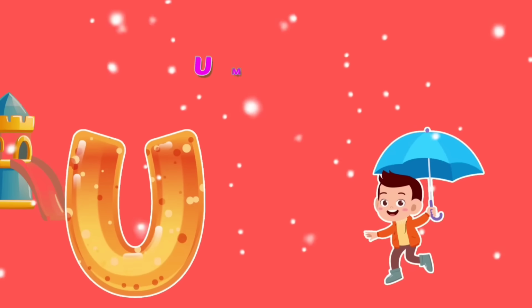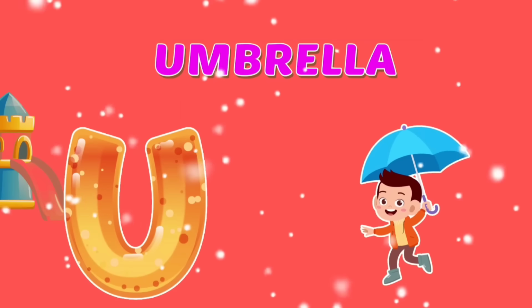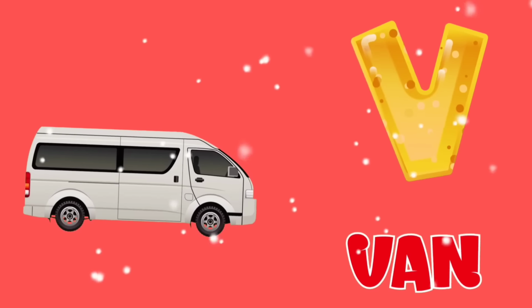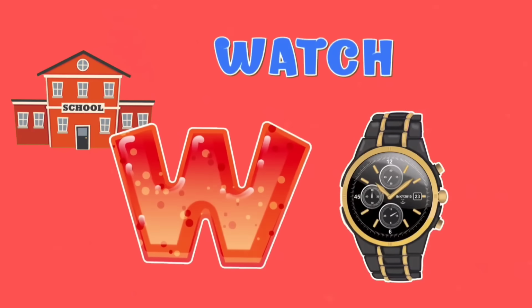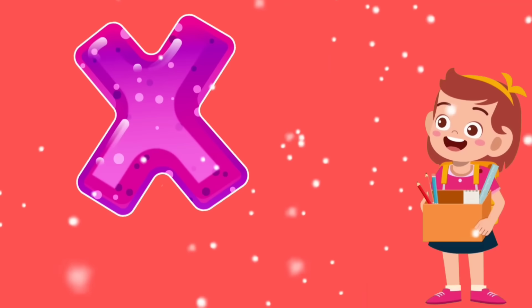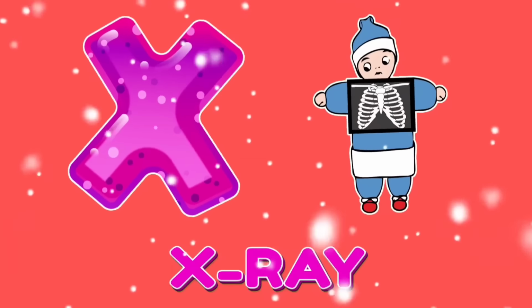U is for umbrella, umbrella. V is for van, van. W is for watch, watch. X is for x-ray, x-ray.